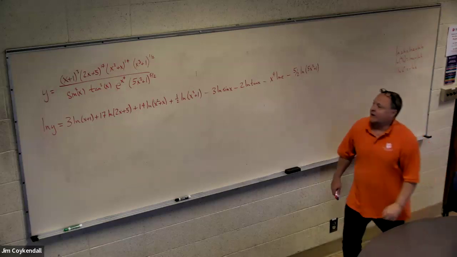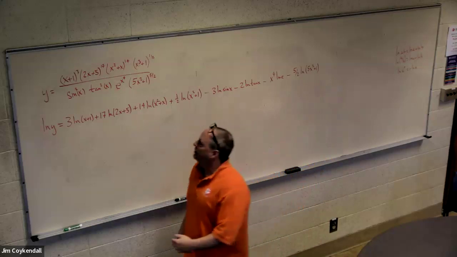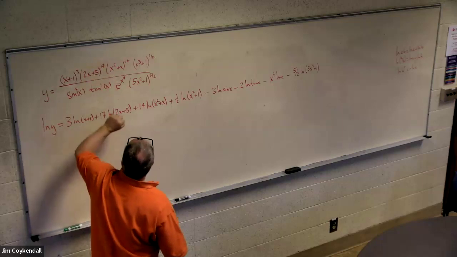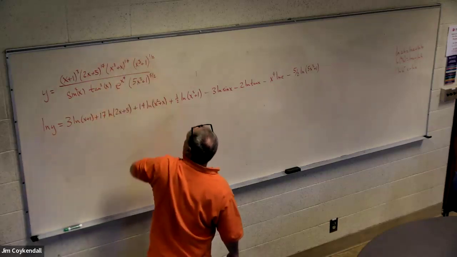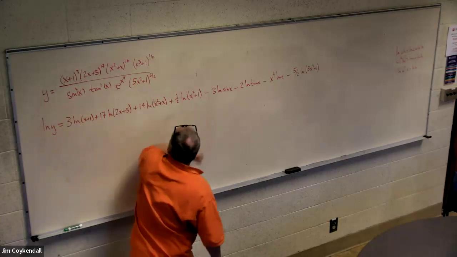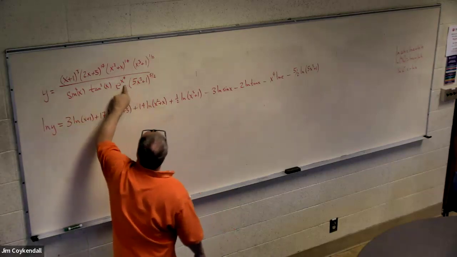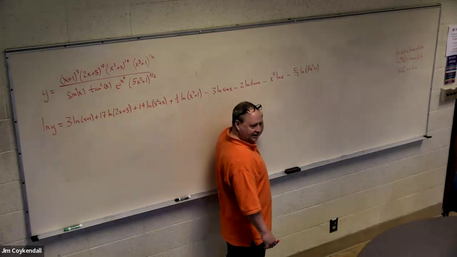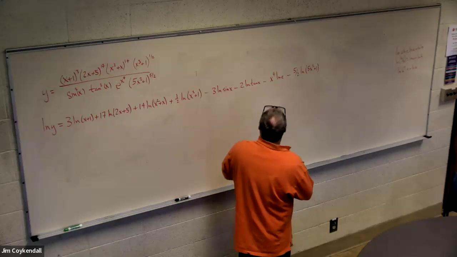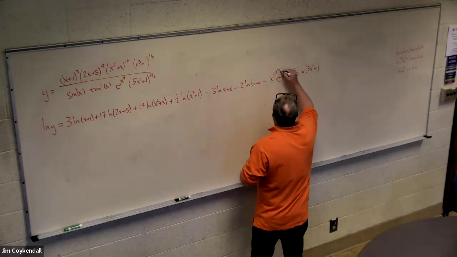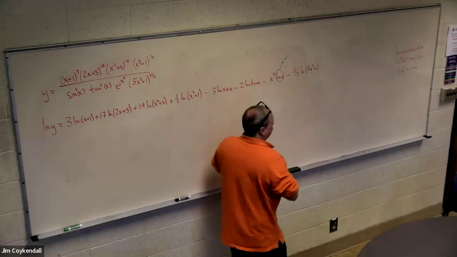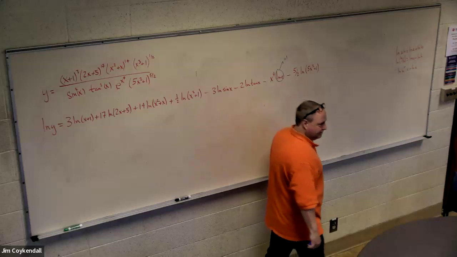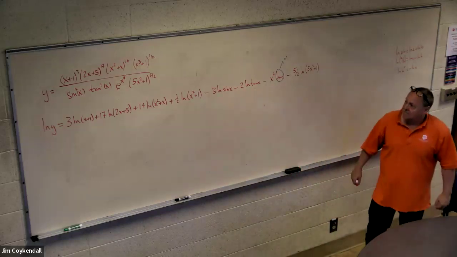And what else did I do in the step? I moved the power out, right? There's a 3 here. I slid that out in front. There's a 17. Slid that out in front, 14 out in front, 1/2 out in front, 3 out in front with the negative, 2 out in front with the negative. x to the 4 log e, by the way, there's a simple negative x to the 4 log e. That's right, log e is 1. And then minus 5. Everybody okay with that? Everybody understanding what I did?